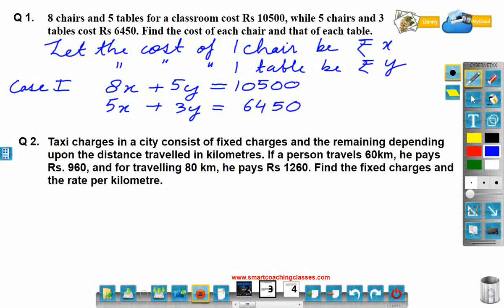Okay, here we are talking about taxi charges in a city, which consist of fixed charges and the remaining depending upon the distance traveled in kilometers. If a person travels 60 kilometers, he has to pay 960, and for traveling 80 kilometers, he has to pay 1260.